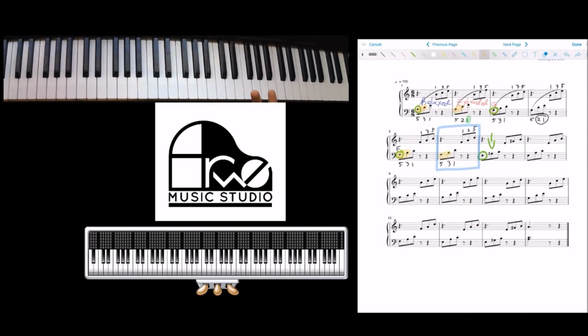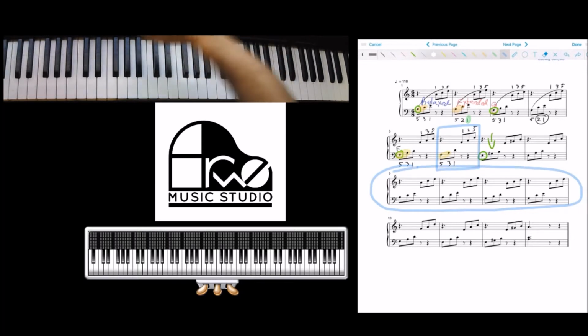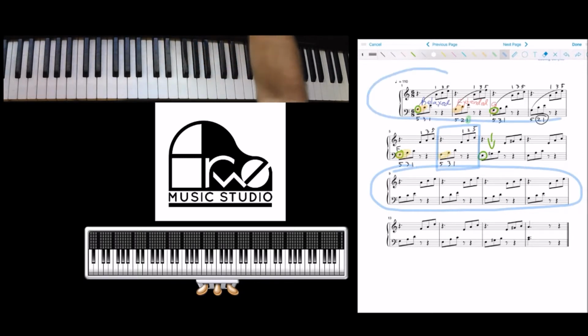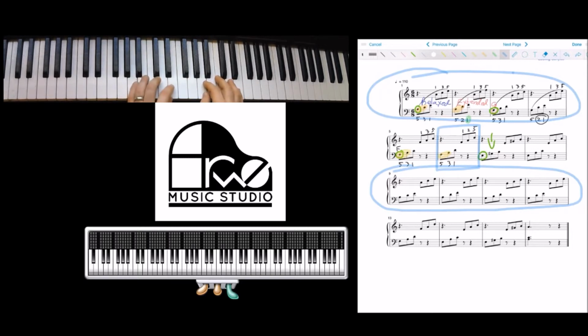The second half of the song is almost exactly like it. As a matter of fact, if you take a look at this right here, this whole line is just the same as this entire line. So, starting in measure 9, it's going to sound like I went back to measure 1.